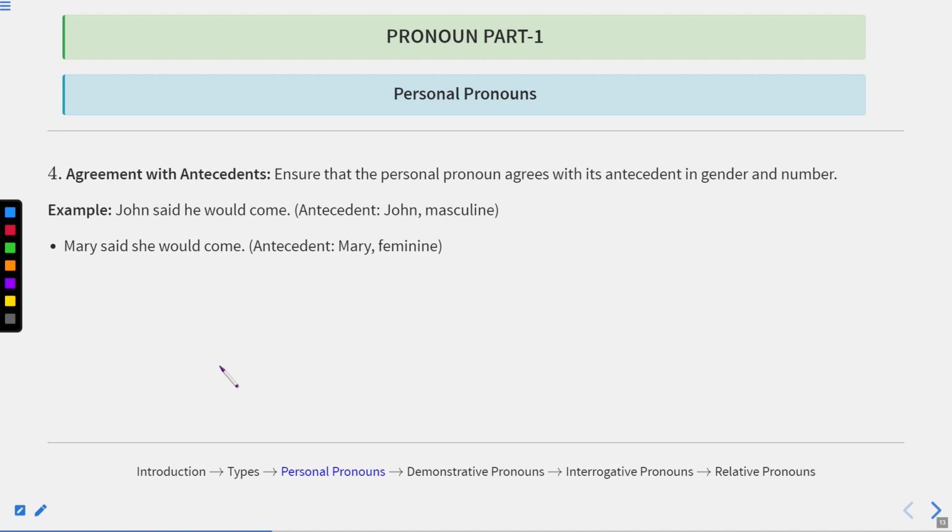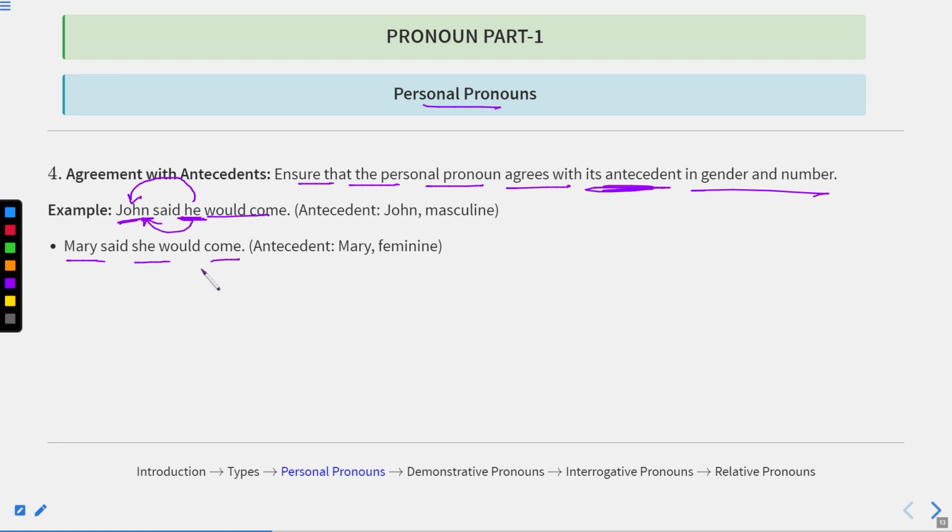Agreement with antecedent. This is another rule of personal pronouns. Ensure that the personal pronoun agrees with its antecedent, in gender and number. Antecedent means that which has come earlier in the sentence. John said he would come. Now this is the pronoun. This should depend on the subject which has been told about previously. So he is used according to John. If I had written John said she would come, obviously the sentence would have been wrong.